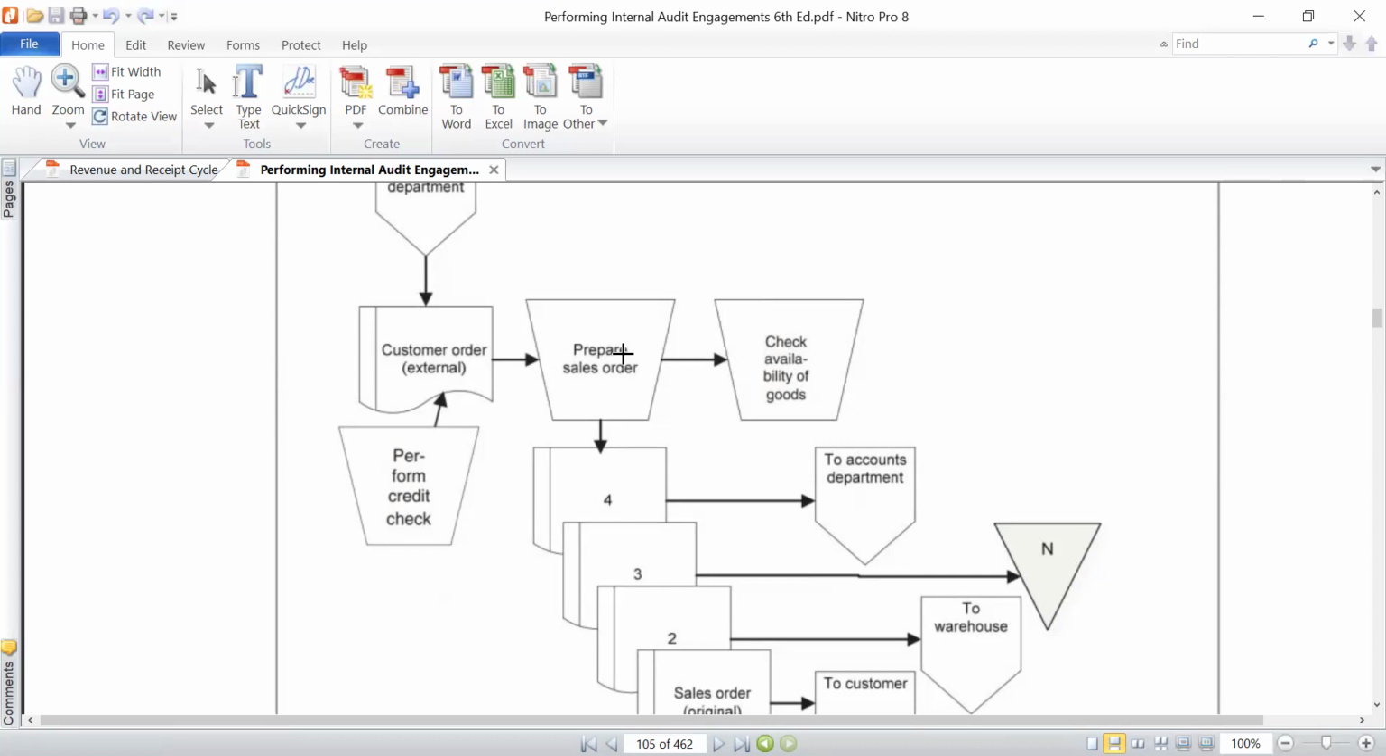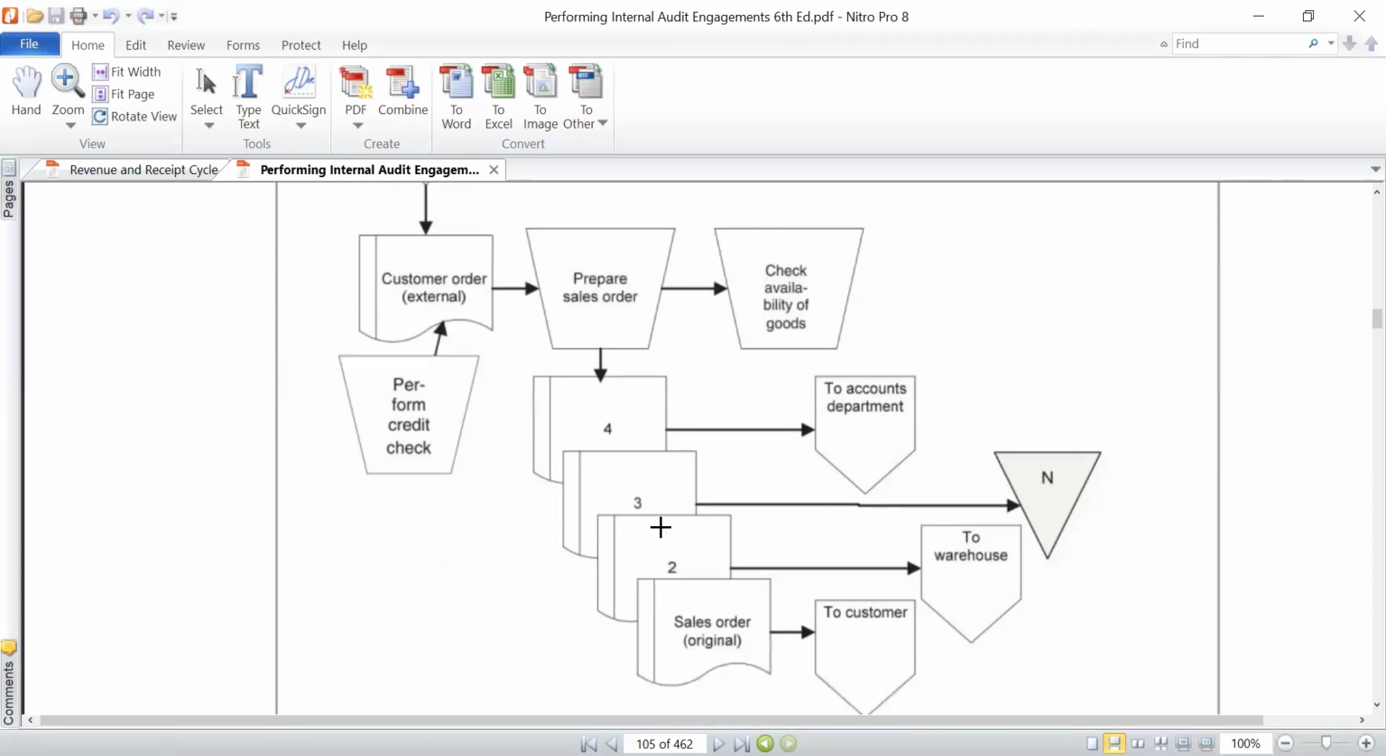So this internal sales order you are seeing here, notice how many copies there are. There are about four copies, including the original. There's an original, a second duplicate copy, a third duplicate copy, and a fourth duplicate copy. All of these are generated for a specific purpose. Now, the first one, the original, is issued to the customer, the one who initiated the order.